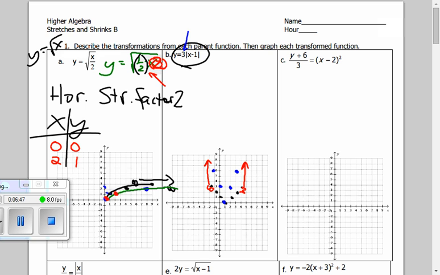Now, what if you weren't sure you were right? XY chart. Pick any number I want, I stick it in here. 0 is a nice number. 0 minus 1 is negative 1. Absolute value of that is 1. 1 times 3 is 3. 0, 3 better be on my graph. Look at that. There it is. 0, 3. It's on my graph. Cool. I'm doing it right.